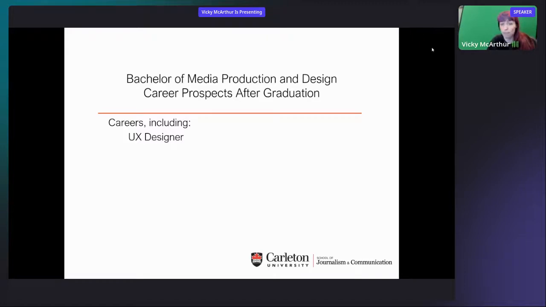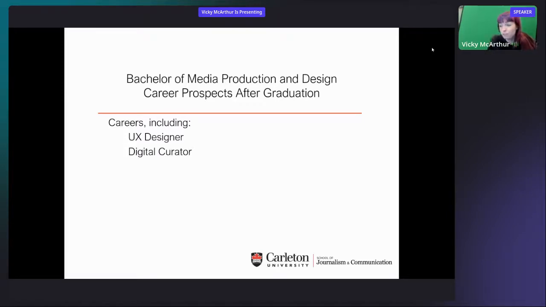So they're getting hired as UX or user experience designers. So someone who works with software developers, for example, to make sure that something that you're building is not only user friendly, but that people don't get frustrated while they're using it. User experience is actually a very important part of interactive digital storytelling.